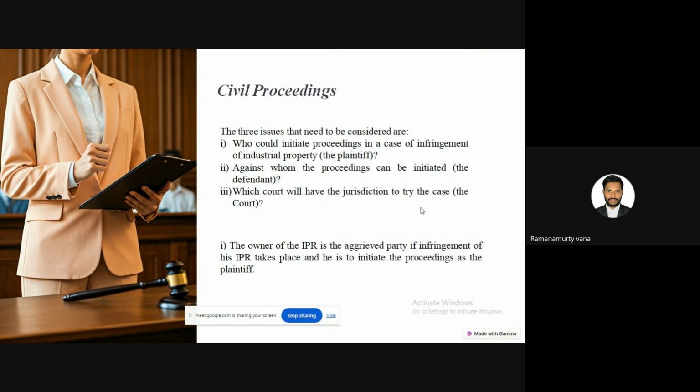What comes under civil proceedings? There are three issues to consider. Number one, who could initiate proceedings? Number two, against whom the proceedings can be initiated. Number three, which court will have jurisdiction to try the case. For the first, the person whose right is violated is known as the plaintiff. The owner of the intellectual property right is the aggrieved party, so the owner can file a case and become the plaintiff.